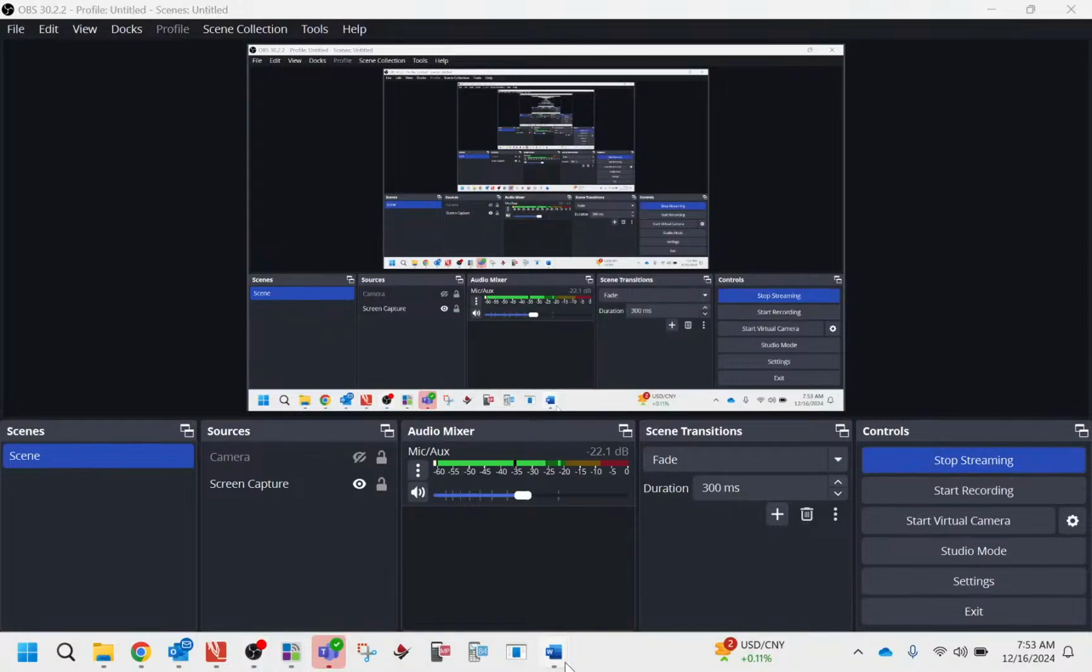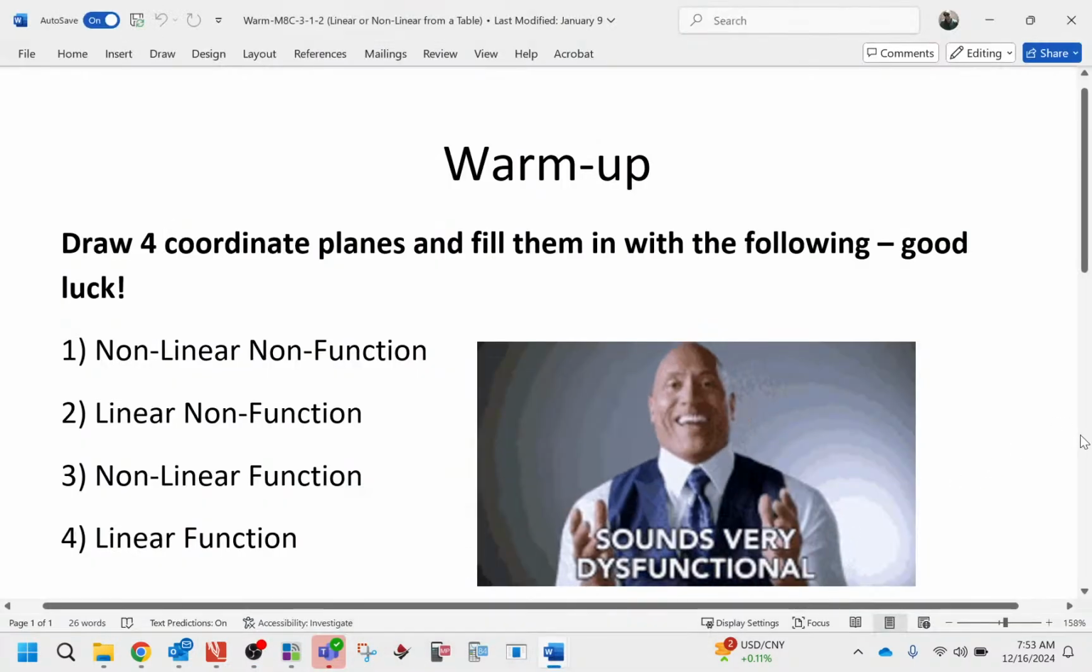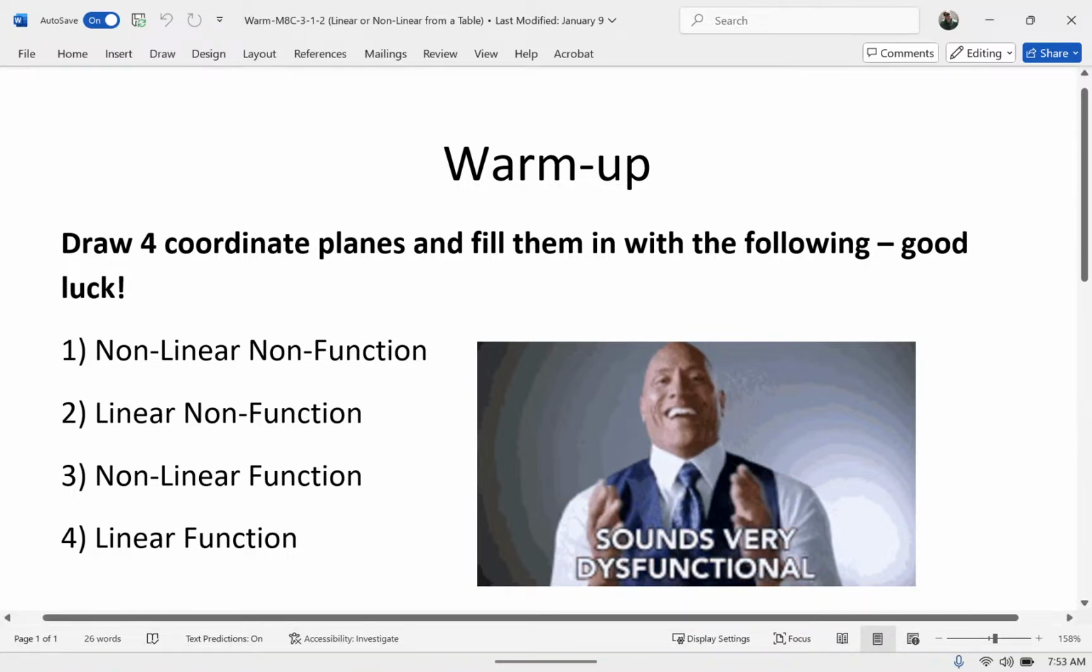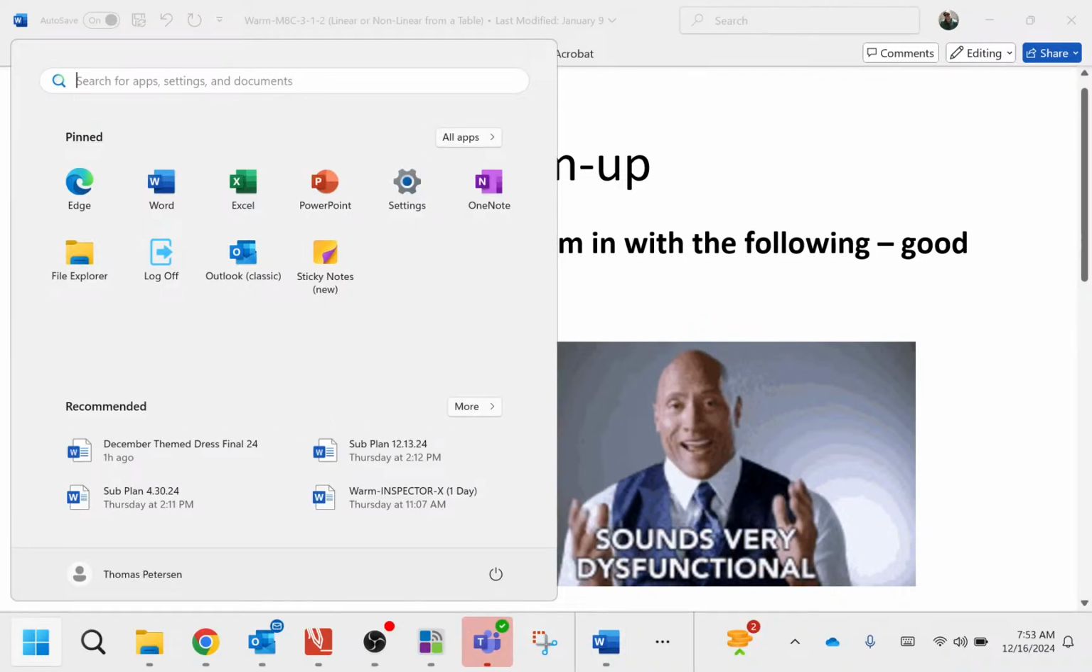Hello there, everybody. Here's your warm-up. Draw four coordinate planes and fill them in with the following. Good luck. A linear non-function, nonlinear non-function, linear non-function, nonlinear function, and a linear function. Okay. Going to want to pause the video and work on that because we're ready to go here.